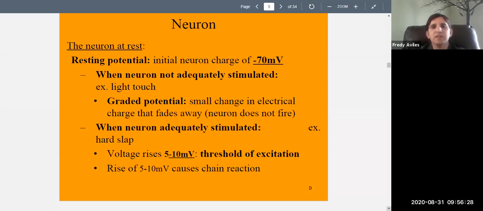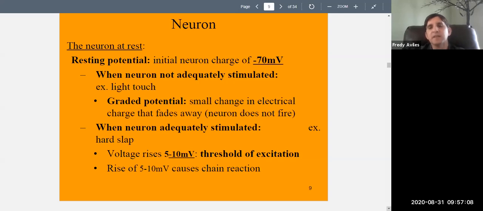And when the neuron is not adequately stimulated, let's say something happens, but you didn't notice, you didn't feel anything. Let's say an eyelash or a little piece of lint or a hair falls on your skin, and you didn't even notice, you felt nothing, which means your brain didn't get a signal, okay? So there's some kind of light touch, an eyelash falls on your skin. What happens is that you get a graded potential. There are neurons on your skin that have that resting potential of -70 millivolts, and when they detect that eyelash falling on the skin, there might be a small change in the electrical charge.